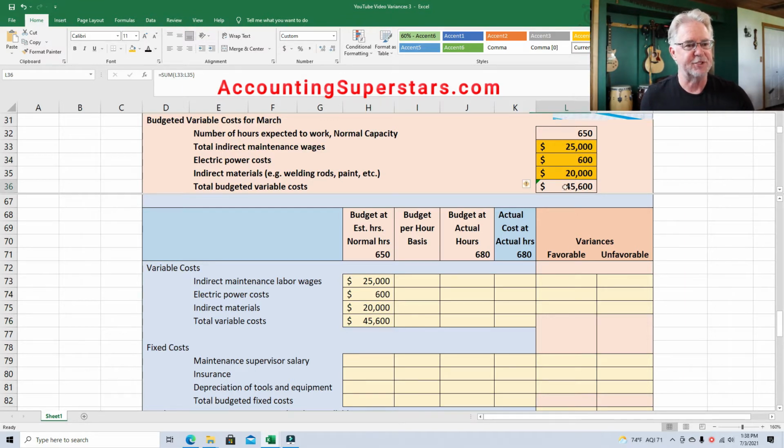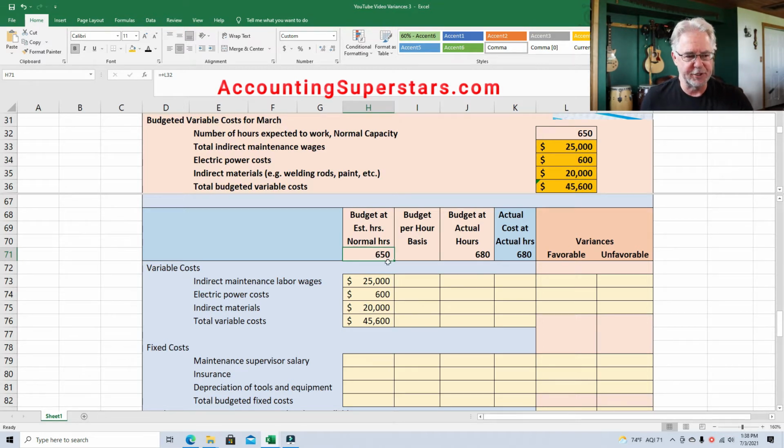There we are, and it matches, right? So we know we did a good job. Now, in reality, there's probably many more variable costs involved with the maintenance department, but I'm just trying to keep it easy here, okay? Now, what we need to do is we need to get things comparable. You see, the budget was made out at 650 normal capacity hours, but they didn't work normal capacity hours. They worked 680 hours. So we need to convert this.